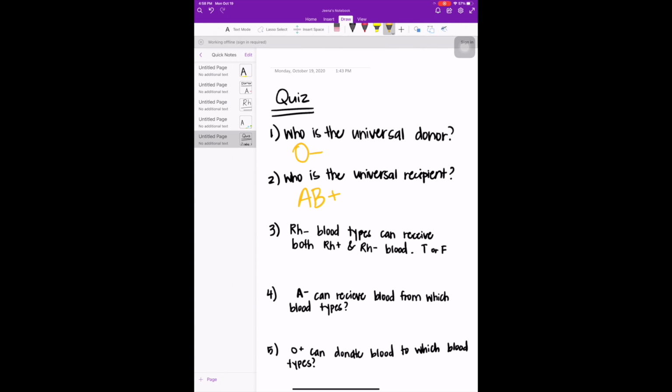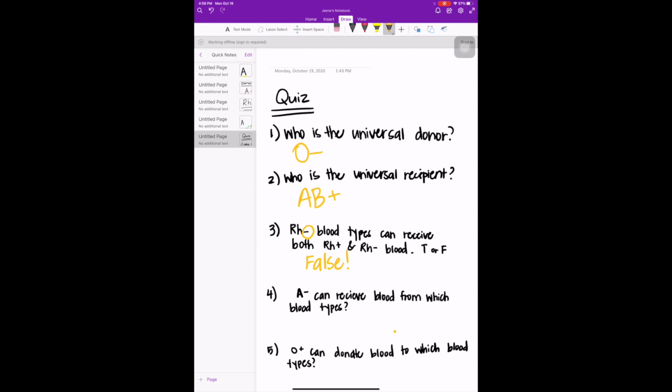Okay, now this is a true or false. Rh negative blood types can receive both Rh positive and Rh negative blood. True or false? We went over the fact that if it's negative, it cannot receive Rh positive blood because you'll have a blood transfusion reaction. So this is false.